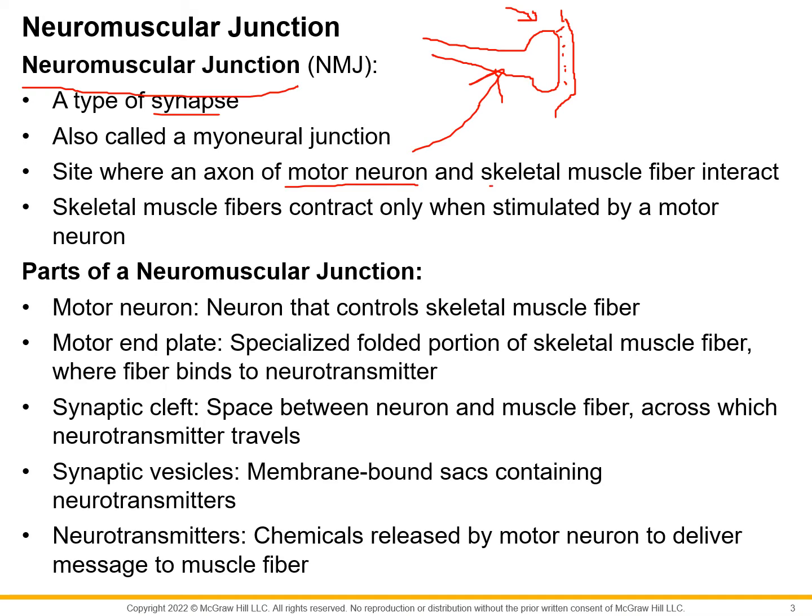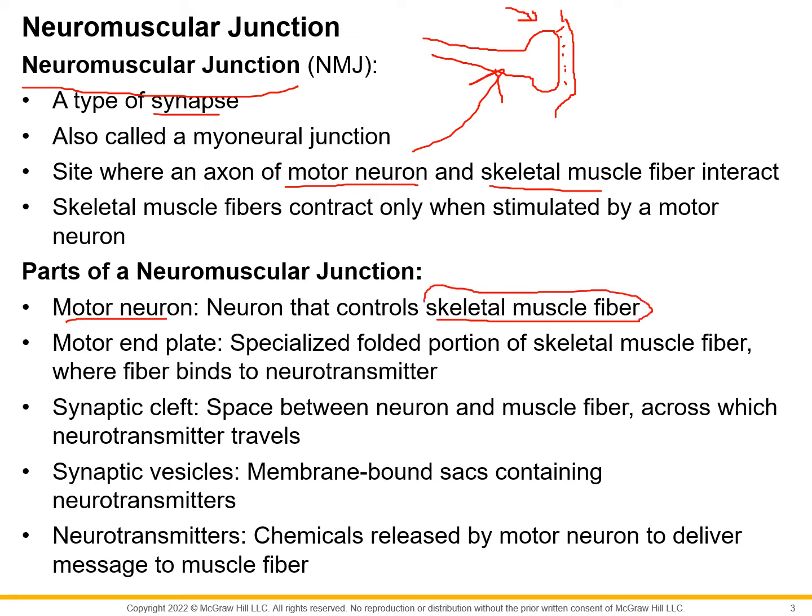The skeletal muscle fiber is going to be underneath it, and it's going to interact with it. The neuron is going to release something called a neurotransmitter, which is a chemical that's going to cause a reaction in the sarcolemma. The motor neuron is a neuron that controls skeletal muscle fiber.